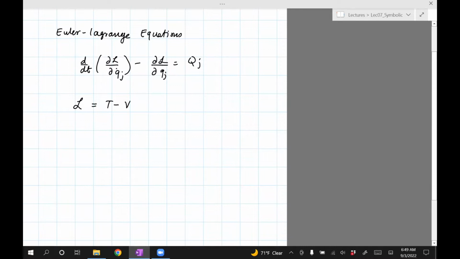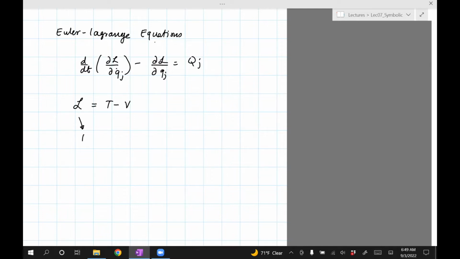Now, when you write this expression for simple systems like a projectile, the Lagrangian looks very simple, and then you can take the derivatives by hand. But if the system is more complicated, like say a double pendulum or triple pendulum, then you'll see that the Lagrangian is not amenable to be differentiated by hand. And that's where you might want to do symbolic derivation.